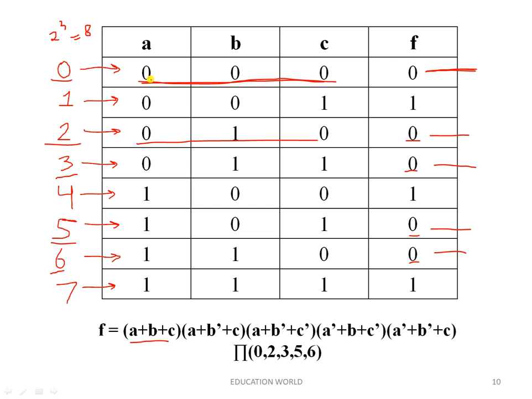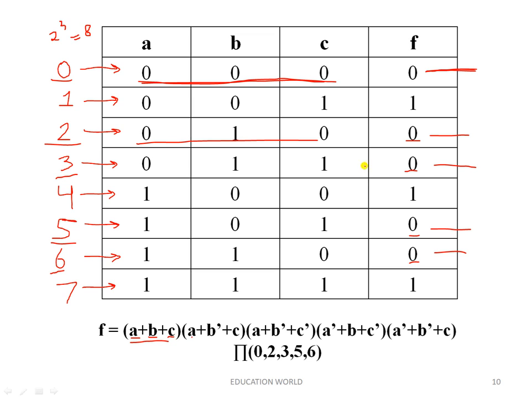But in case of sum of product, where it is 0, it is written in complemented form, and where it is 1, it is written in true form. But in case of product of sum it is reverse. So if we see the ABC values, A is equal to 0, B is equal to 0 and C is equal to 0. So we will write A in true form, B in true form, C in true form. Product, we take the product and we write it as a sum.